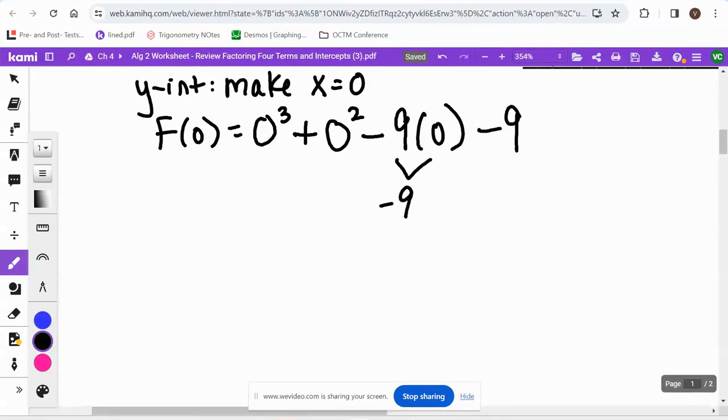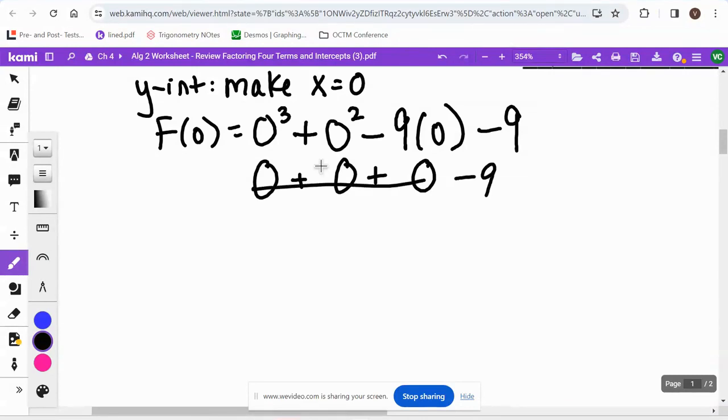No, it is not. Anything times 0 is what? Okay, so this is 0. 0 times 0 is 0. 0 times 0 is 0, 0, minus 9. So 0, 0, 0, those are gone. It doesn't matter if it's plus or minus 0. Those are gone, and we get negative 9. Make sure that negative stays with that 9 at the end.